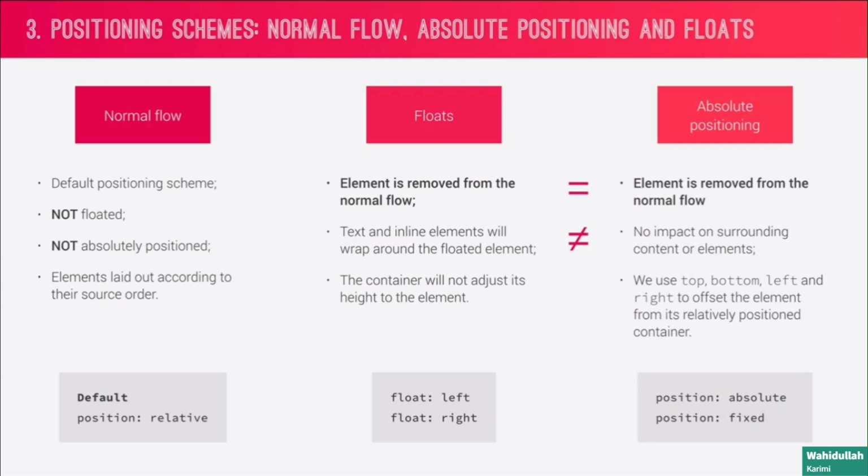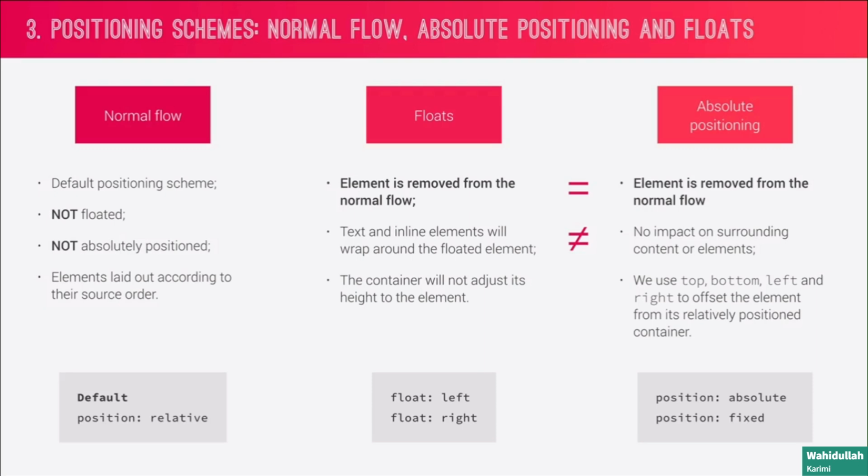And then finally, there's absolute positioning. And just like with floats, when you set the position property to absolute or also to fixed, the element is taken out of the normal flow. Now, what's different here is that with absolute positioning, the element has no impact on surrounding content or elements at all. In fact, it can even overlap them. So if we want to position an absolutely positioned element on a page, we use the CSS properties top, bottom, left, and right to offset it to its relatively positioned container. Now, as I mentioned, an absolutely positioned element can overlap other elements occupying the same space. And how do we solve this? Well, CSS solves it for us actually, using something called stacking context.